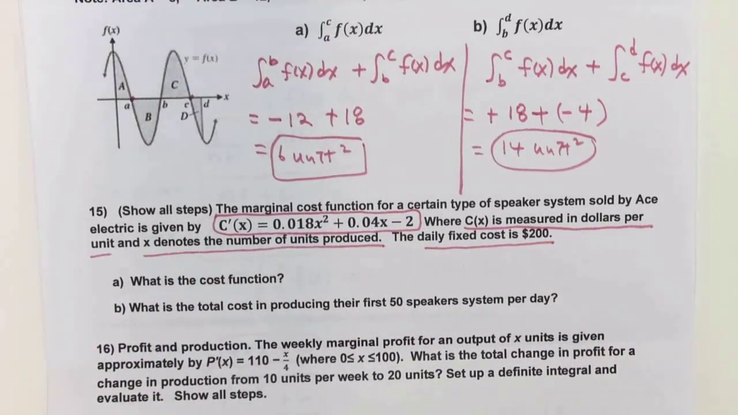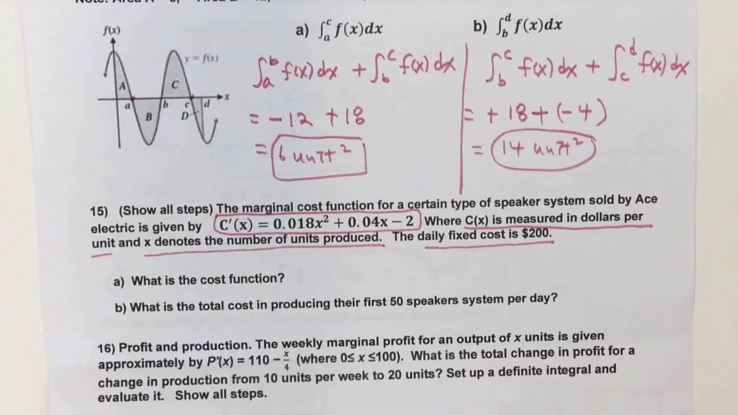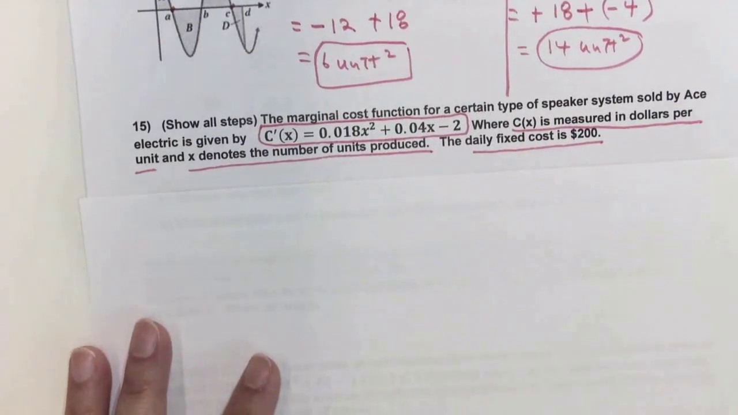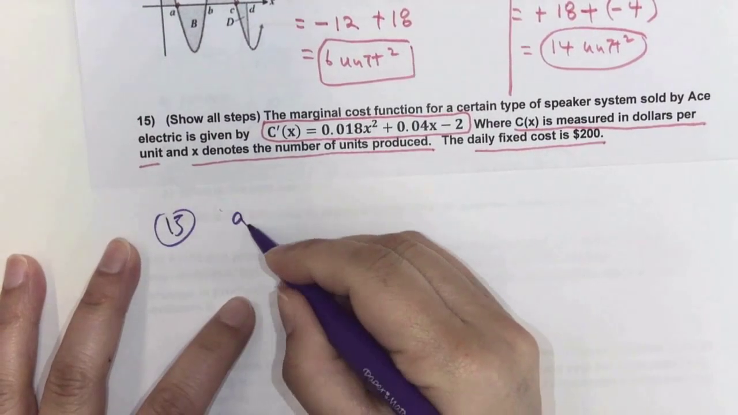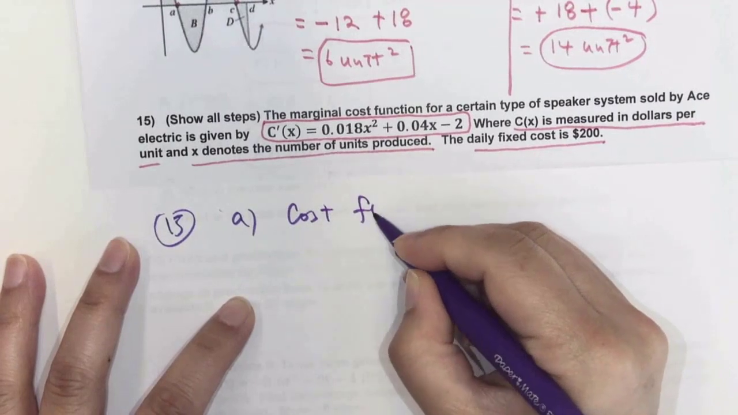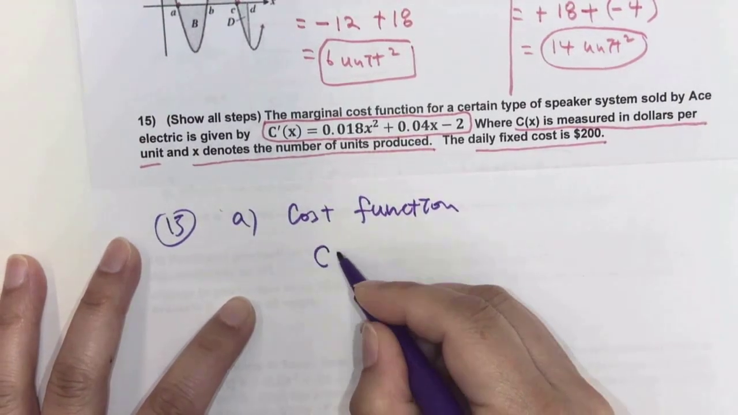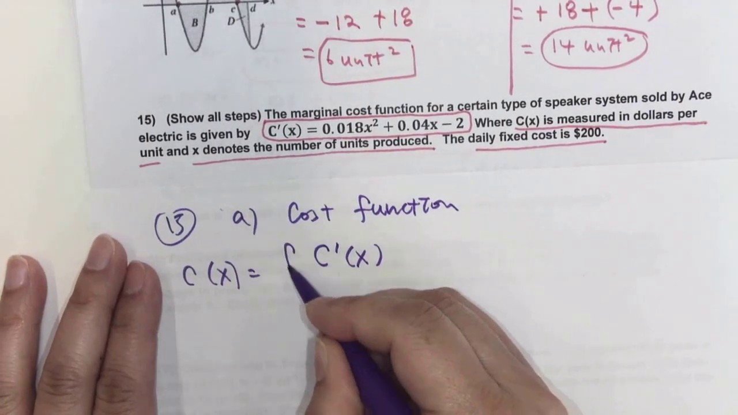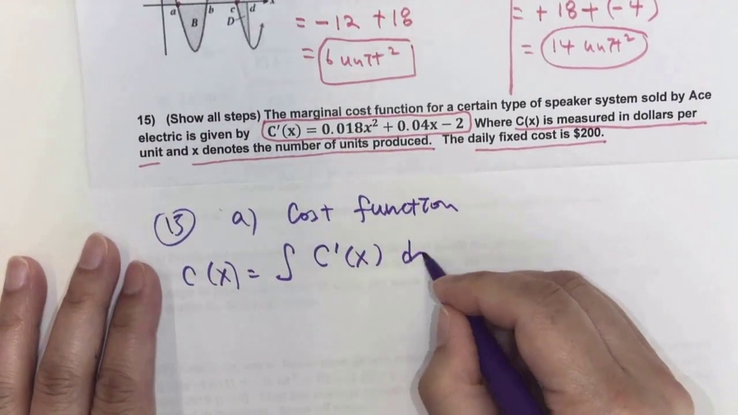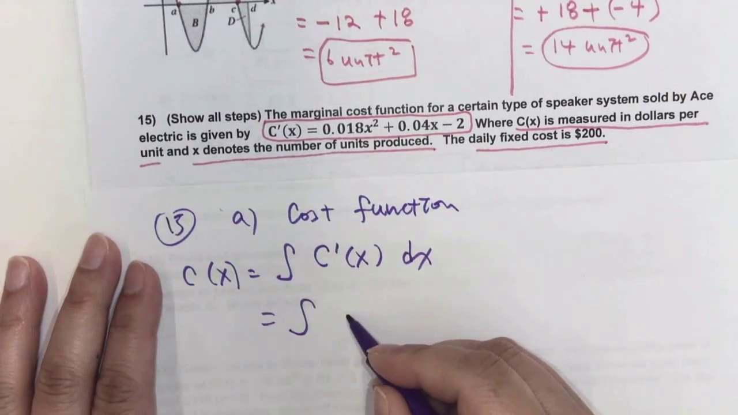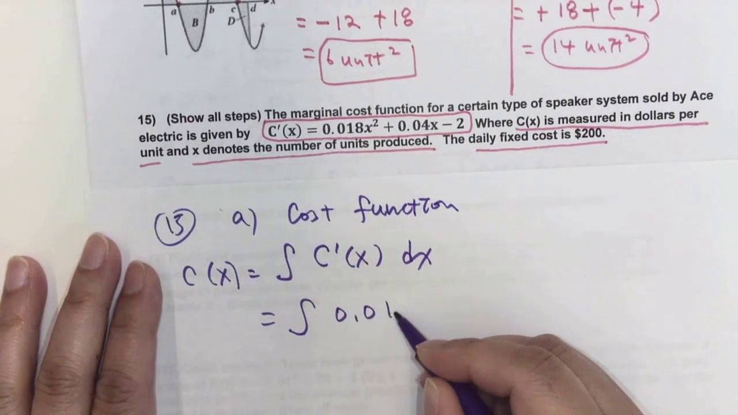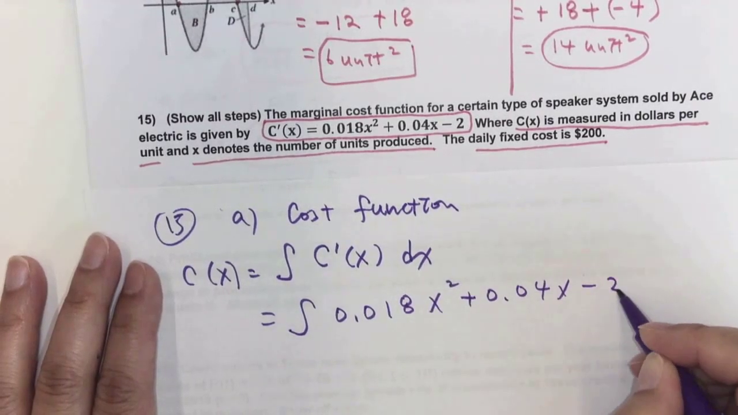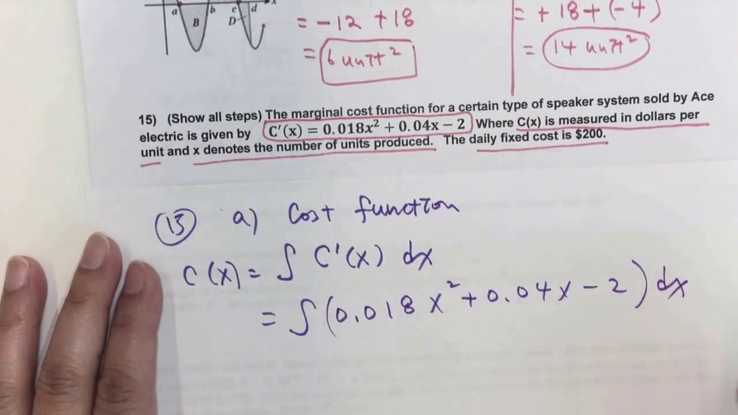If you have the marginal cost and need to find the cost function, what do you need to do? Take the anti-derivative. Number 15a, we need to get the cost function. We started with C'(x). We want C(x), so we will take the integral of C'(x) dx. This will be the integral of 0.018x squared plus 0.04x minus 2, the whole thing dx.